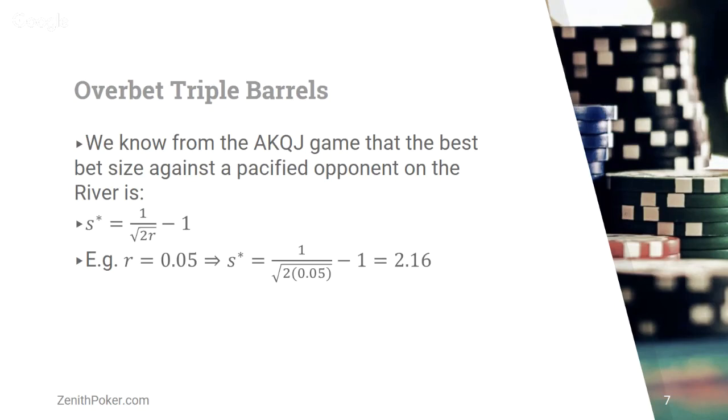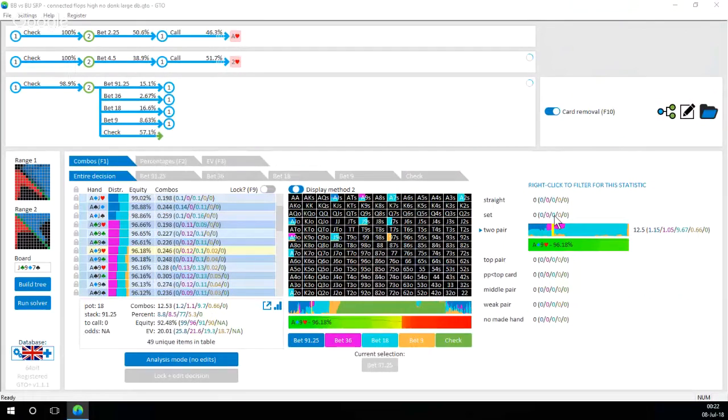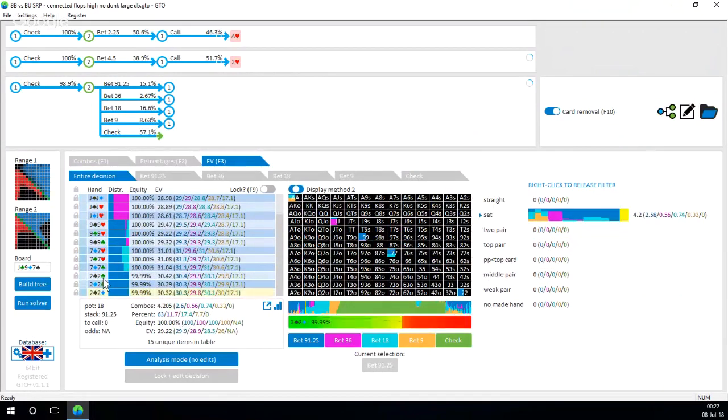So I'll show you the difference actually. It's a ton. Well, probably not, because there are still going to be some raises. But see here with pocket twos, if I lock the sets, jamming pocket twos wins 30.4, but going twice the pot is only 29.9. Going pot is 30.1, and then half pot is 29.9.